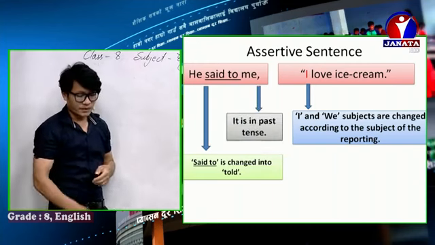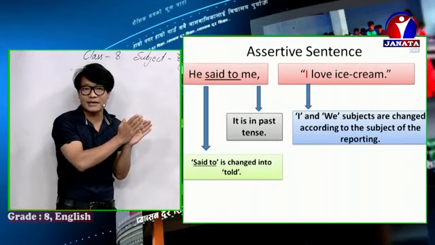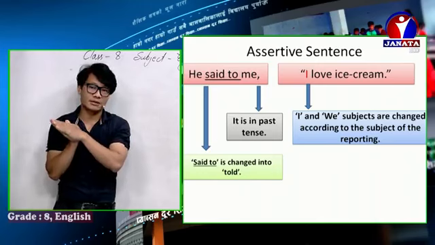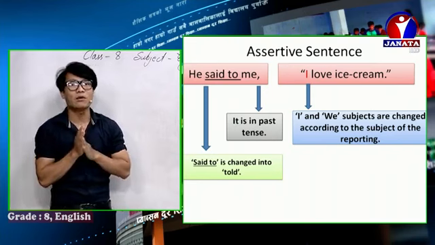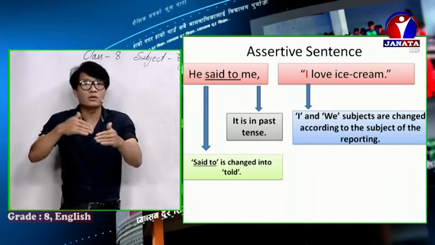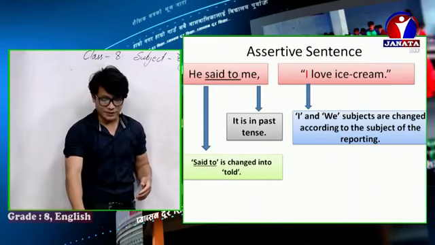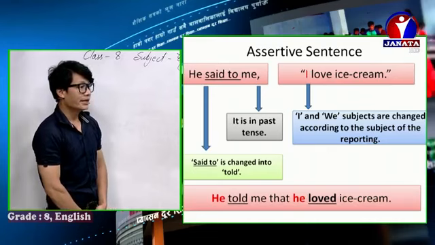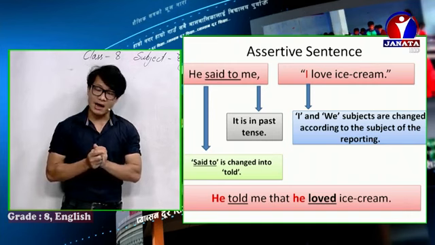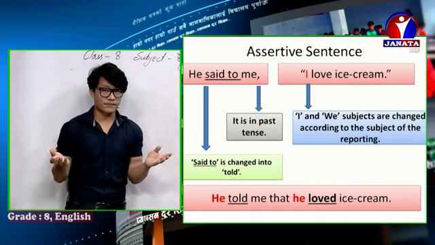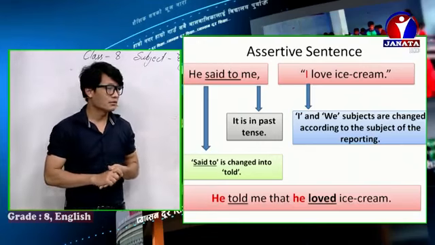It is in the past tense, and if the reporting is in the past tense, the tense of reported should be changed. And what is the tense of reported? The tense of reported is simple present, and simple present should be changed to simple past. Simple past means subject plus verb 2. So I love ice cream. The answer is, He told me that he loved ice cream. The question is here, he is a subject. Why or how is there told?